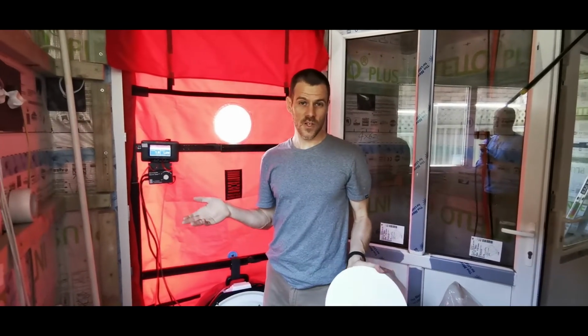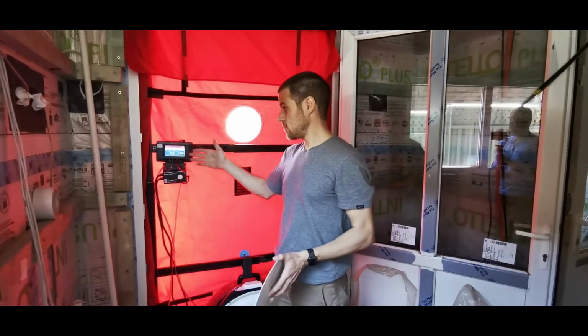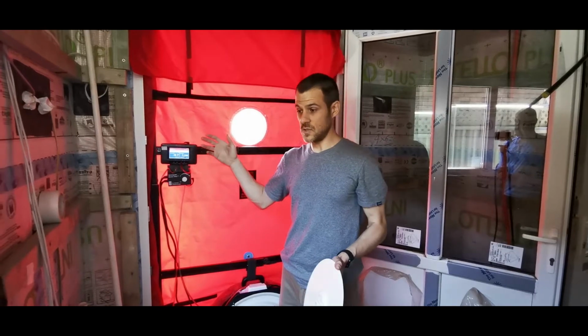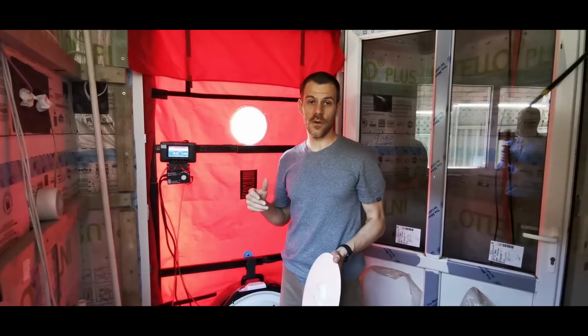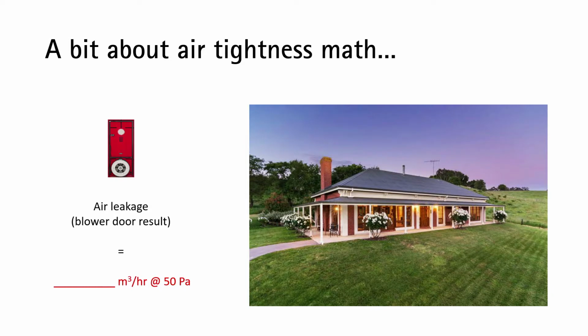The blower door results are expressed at 50 pascals. So you turn the fan until it reads 50 pascals, and you read the number, and then you divide that number by the volume of the house. You get the number of air changes per hour. Okay, so say you do a blower door test on your house, and you turn the fan up to 50 pascals. You write down the leakage number.